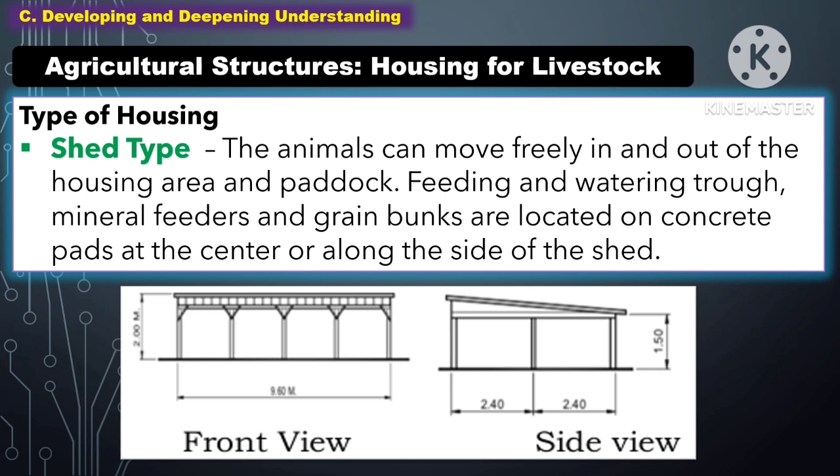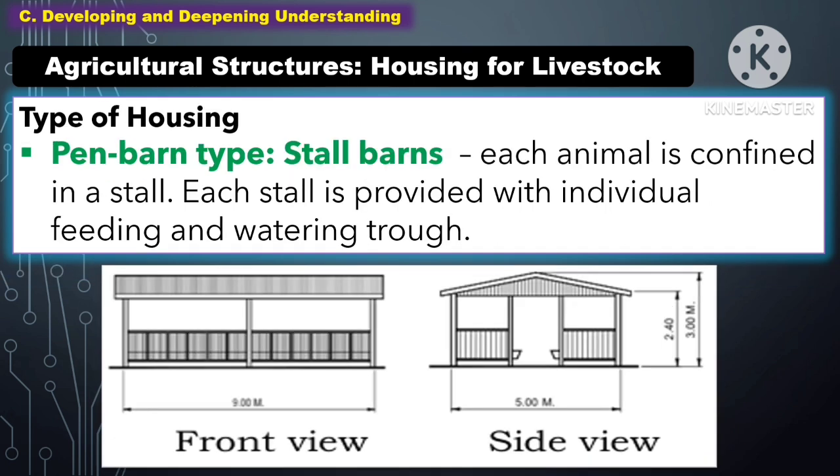So the first one is the shed type, where the animals can move freely in and out of the housing area and paddock. For feeding and watering, mineral feeders and grain banks are located on concrete pads at the center or along the side of the shed. Another type of housing is the pen barn type or the stall barns.